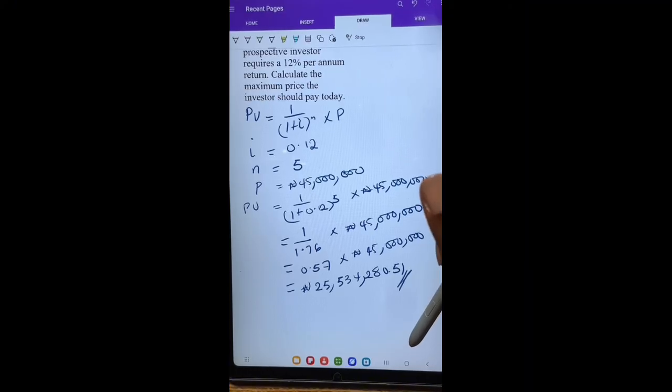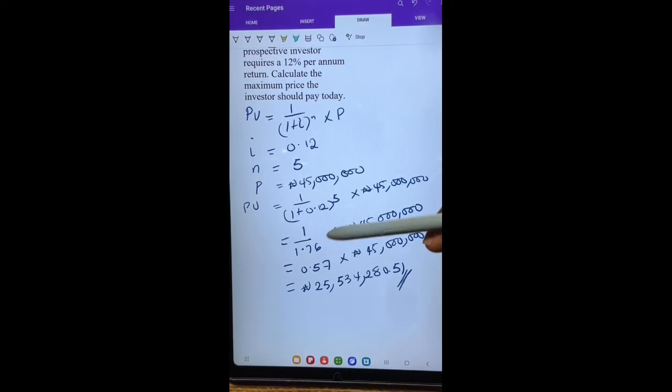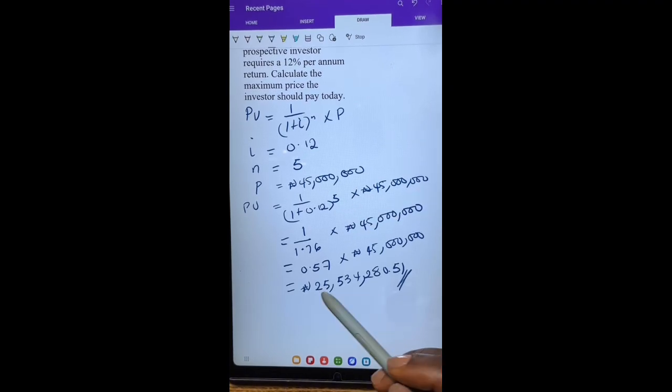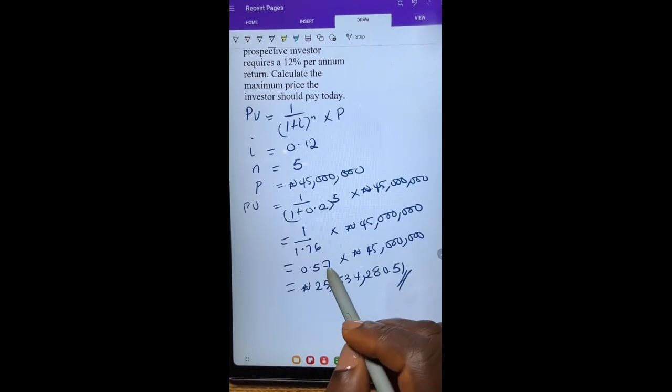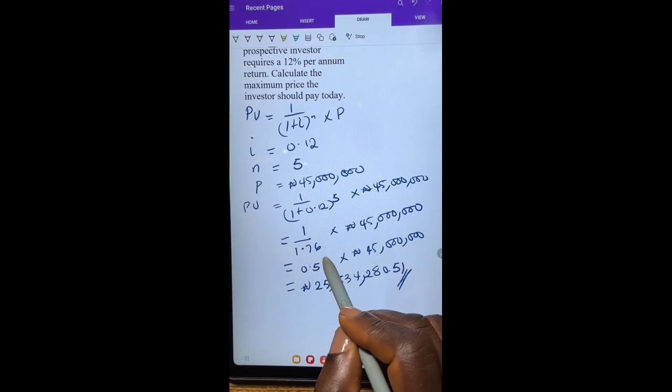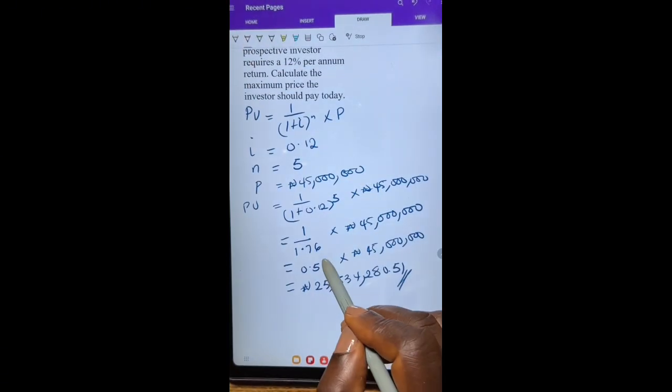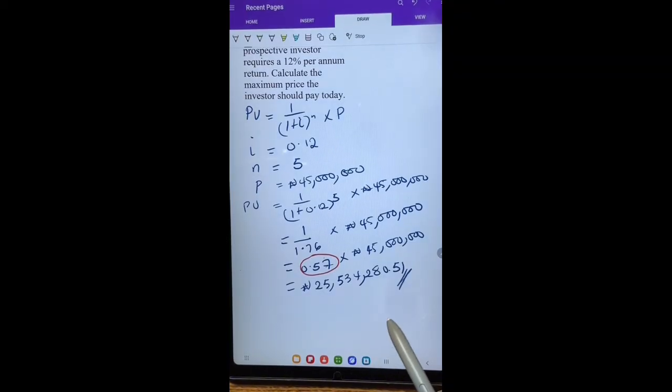I gave you a trick in the last video. I said when you are looking for the multiplier for amount of 1 naira, it must always be over 1. Now for present value, when you're looking for the multiplier, it must always be less than 1. And that's why we have 0.57 here. That's the multiplier. It must always be less than 1. So once you're doing your calculations and you are getting a figure over 1 for present value, just know that you are wrong. I hope we understand that.